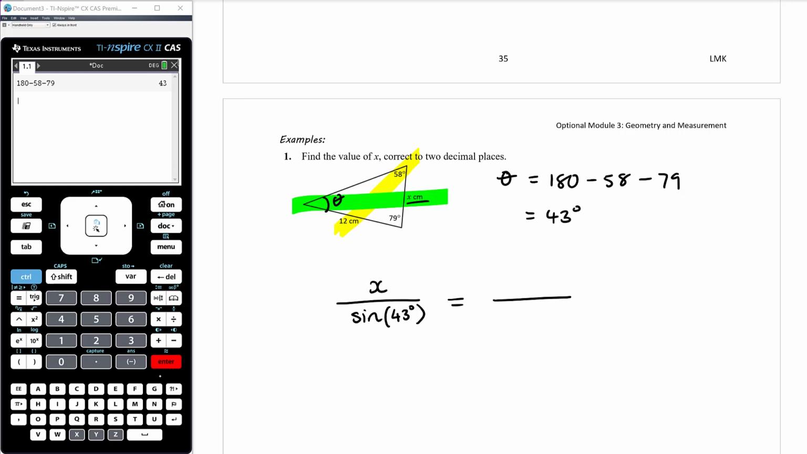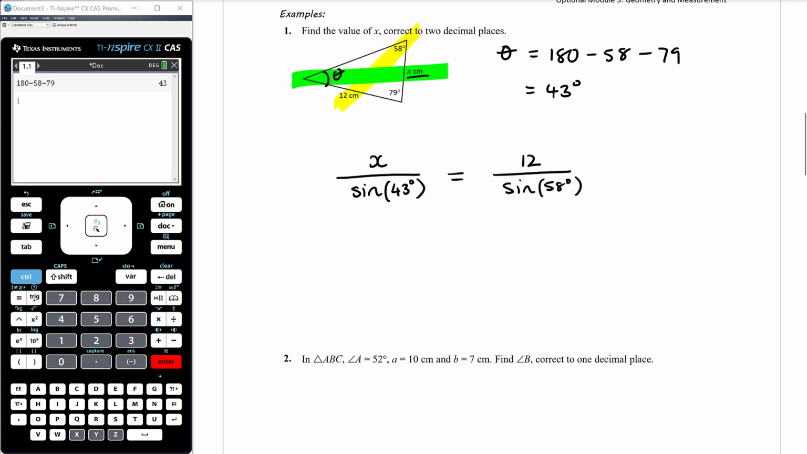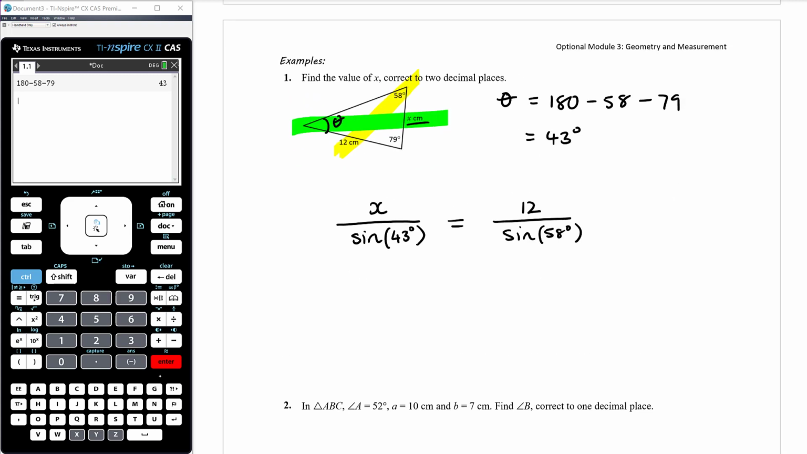Is going to be equal to another side length, so we're going to use the yellow combination of information, 12 divided by sine of the angle opposite it, sine of 58 degrees. Okay, so by setting it up with the x on the numerator, it's much easier to solve by hand, and in fact I would still recommend for most of you it's a relatively easy thing to get x on its own. X is being divided by sine of 43, so to get x on its own I'm going to need to multiply by sine of 43. So 12 over sine 58 and then multiplying by sine of 43.